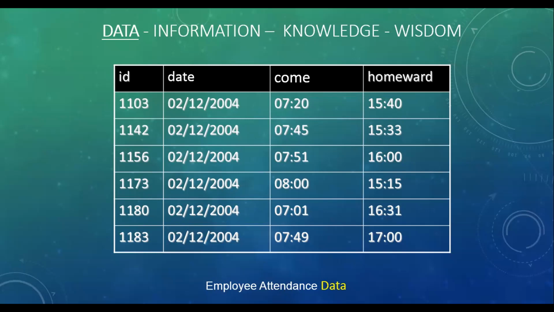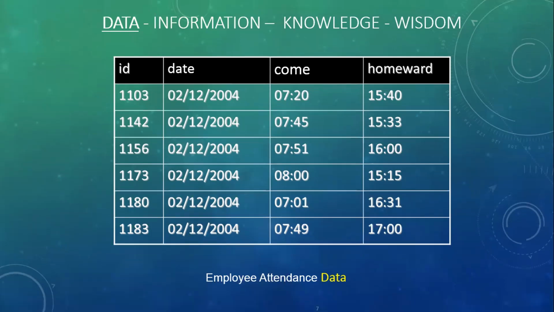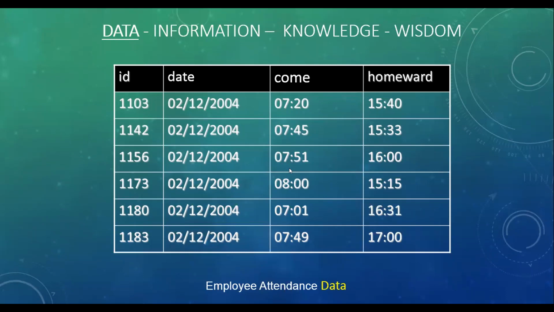So maybe I should choose one, like ID 1103. He or she goes home earlier. Is he a bad worker? No, it's not. Why is he not a bad worker? Because it's only one day and doesn't have meaning. This is only one day, because we have 30 days on the calendar in one month.